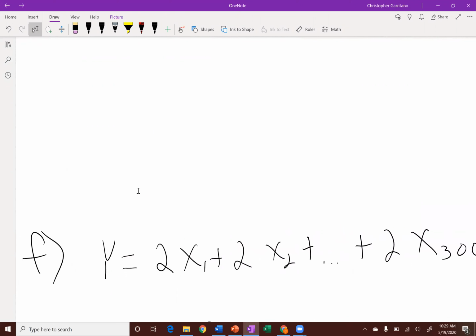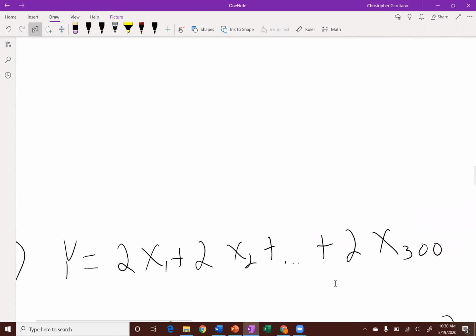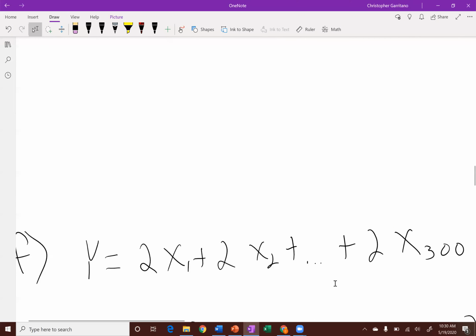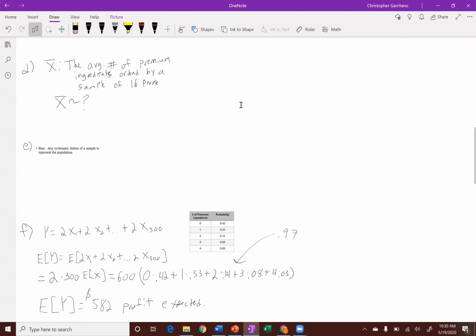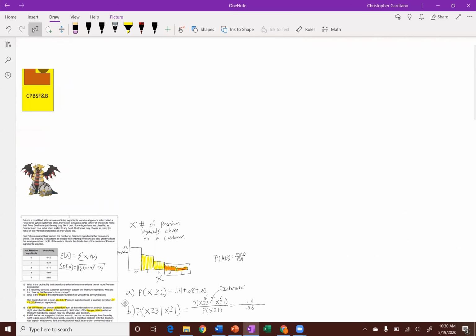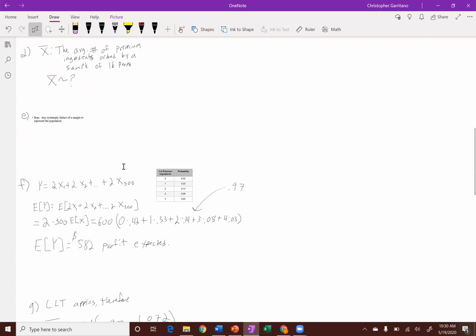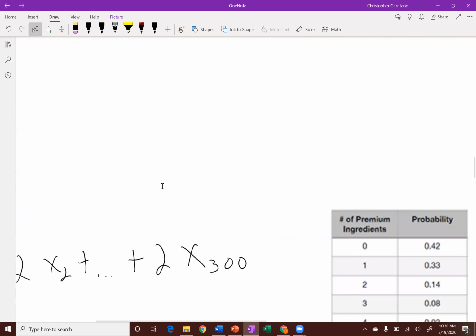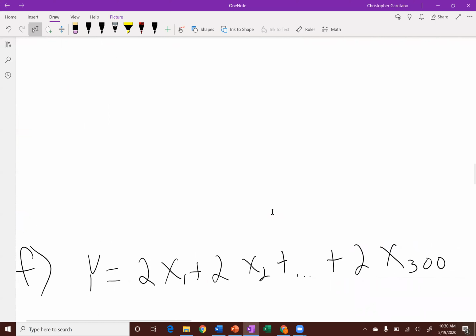So basically, I define this new random variable y to be 2 times x1 plus 2 times x2 plus ... plus 2 times x300. Each of these x's represents the number of ingredients that one of the randomly selected customers ordered, right? Again, I defined x way up here as the number of premium ingredients chosen by a customer, right? And so we're analyzing, whoop, giving away a lot of the answers.